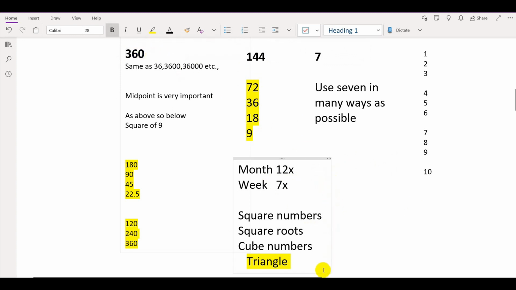So 36. 6 6s are 36. And triangle, there are 3: 1, 2 and 3. There are 3 edges in a triangle, and you will have to use the cube numbers like 3 cube, 7 cube, etc. I have mentioned the cube and square numbers in the PDF. You can watch that and memorize that.